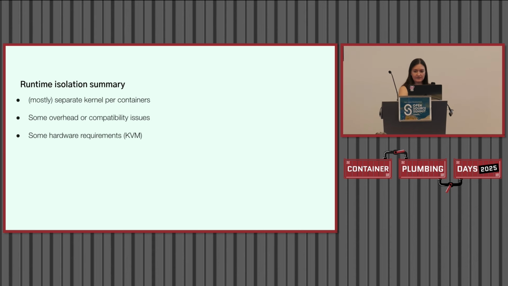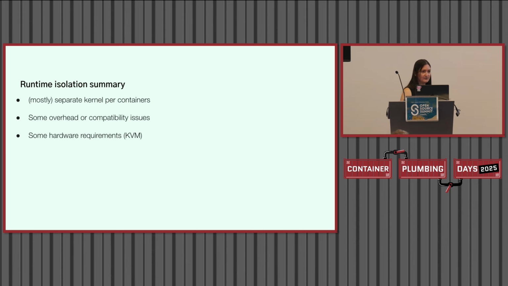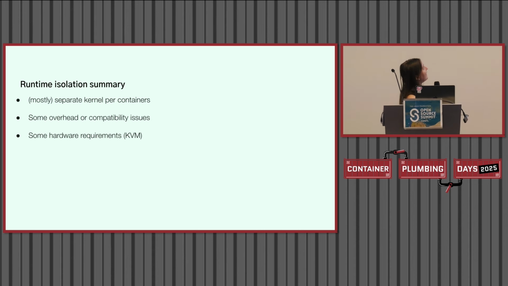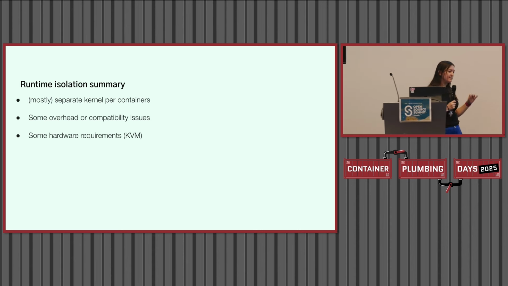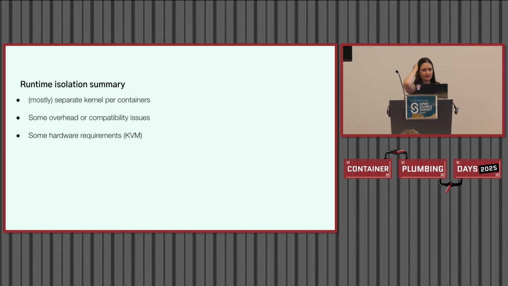So yeah, quick summary of our runtime isolation. In most cases, you get a separate kernel per container. gVisor is an exception. They do this user space kernel thing. Also very cool, but not quite a separate kernel. In comparison to the previous set of technologies we talked about, there is some additional overhead and complexity with developing your code and running your code. So just something to think about, but you do get that additional isolation. And in some cases, you have hardware requirements or things you have to think about in terms of hardware, and you can't just be purely in the world of software.